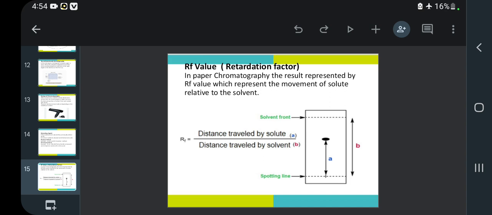Rf value. So what's the Rf value in chromatography? Retardation factor. In paper chromatography, the results are represented by the Rf value, which represents the movement of the solute relative to the solvent. Rf is equal to the distance traveled by the solute over the distance traveled by the solvent.